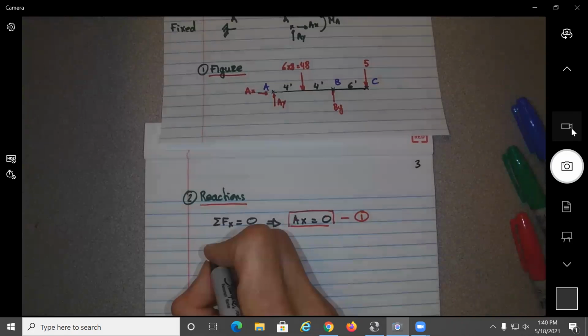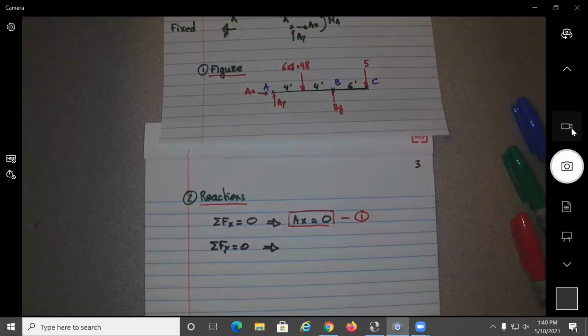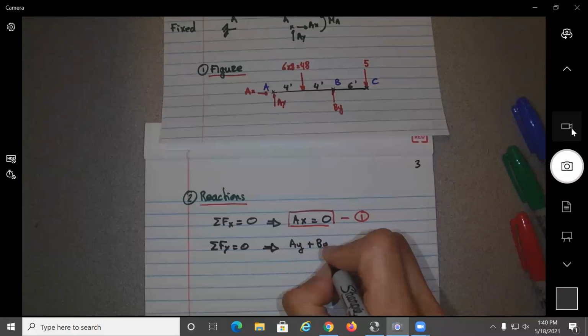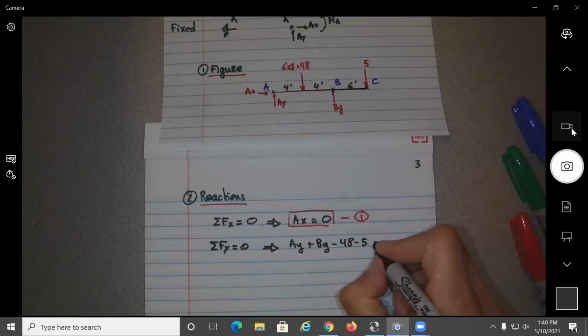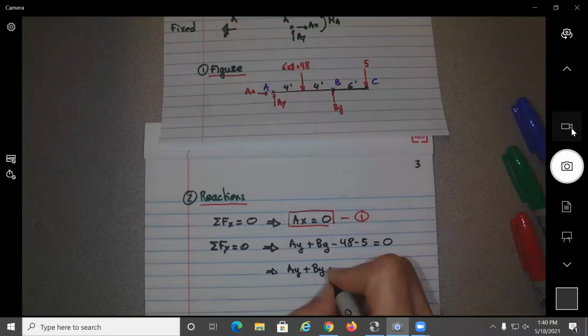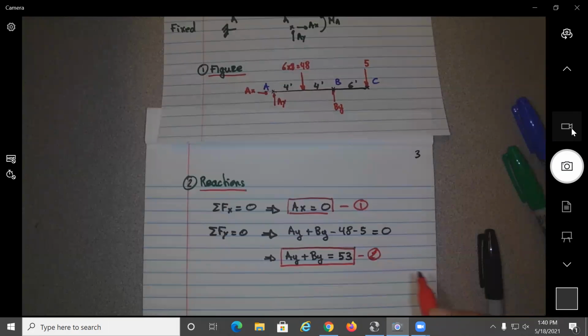Next thing we can do is summation of forces on the y equals 0. So this is going to give you what? A_y plus B_y minus 48 minus 5 equal to 0, which simplifies to A_y plus B_y equal to 53. And we could say this would be our equation 2.